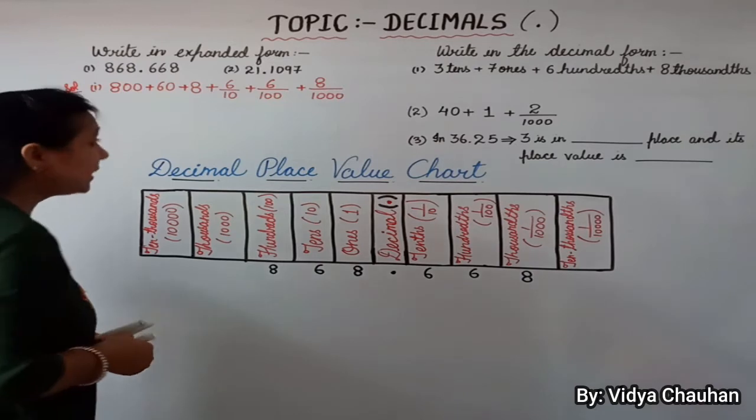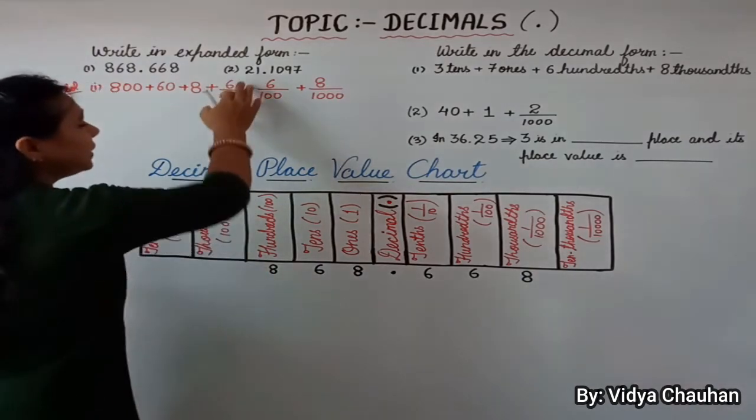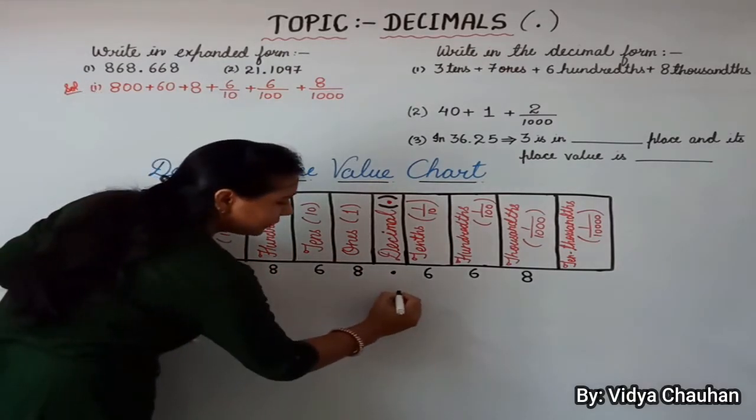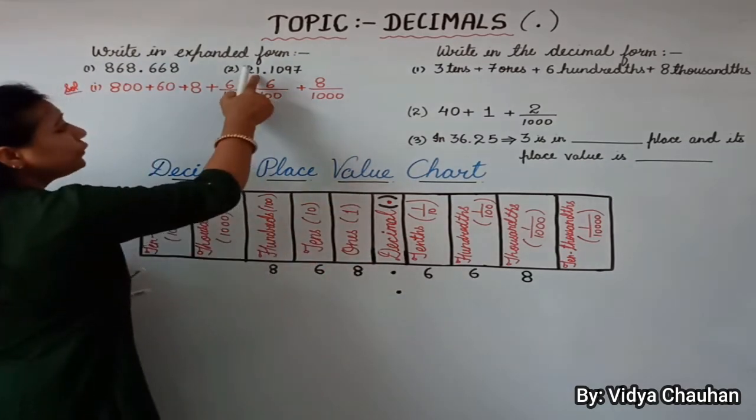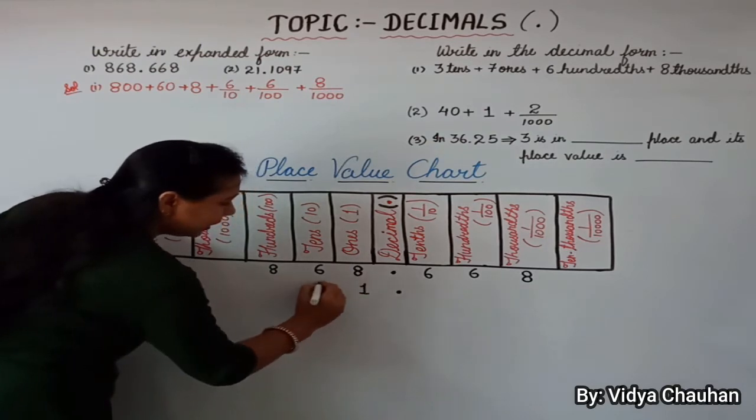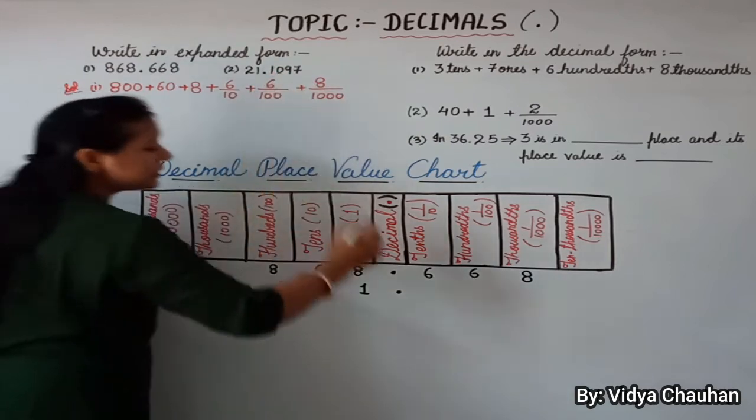21.1097. Once again, before doing the expanded form, let me write it in the decimal chart. So the very first thing which I will put is the decimal dot. Now before the decimal, the digits are 1 and 2. Clear? After the decimal, what are the digits?